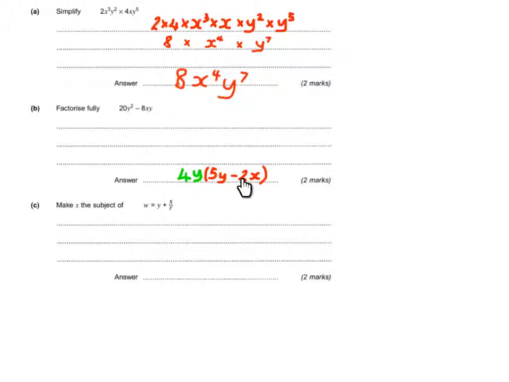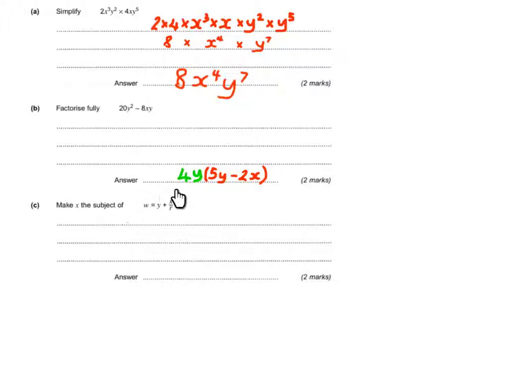Well, I need a 2 to make it up to 8. So I should have said 4y times what will give us minus 8xy. So 4y times 2x will give us 8xy, and then don't forget it's minus as well. So 4y times minus 2xy is giving us the minus 8xy.